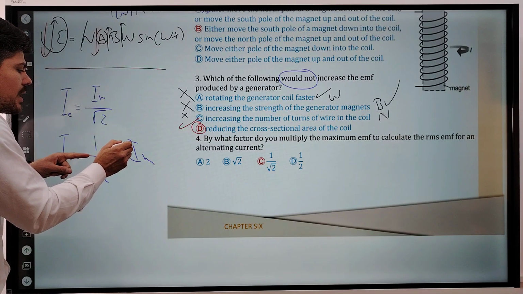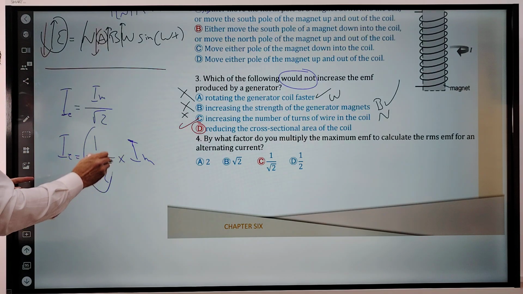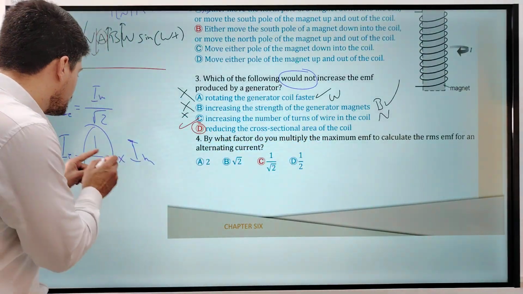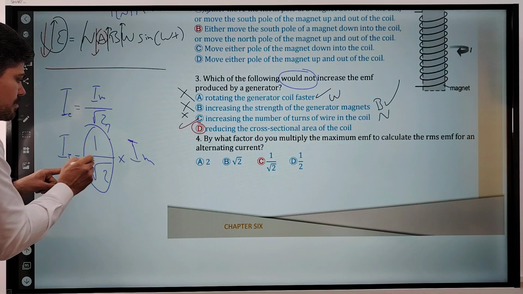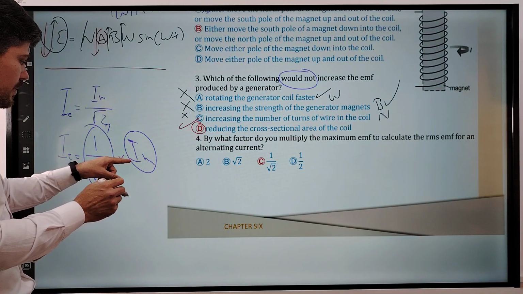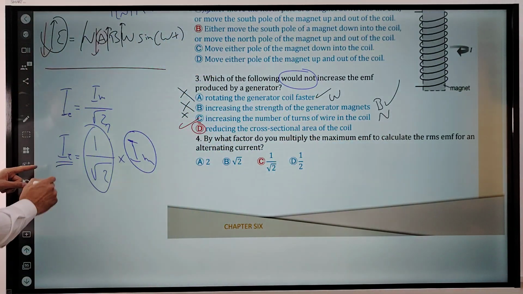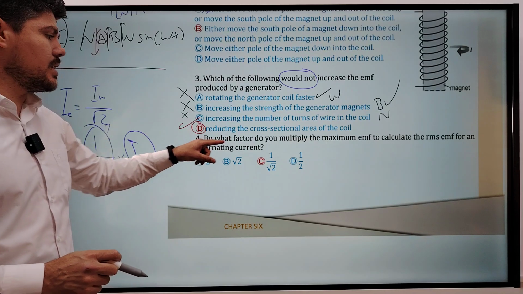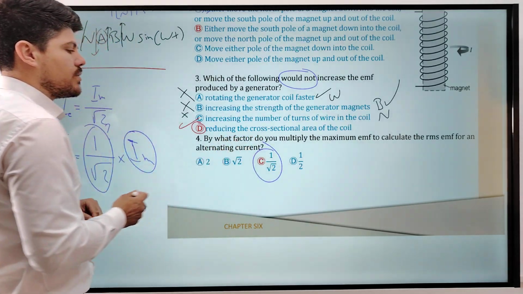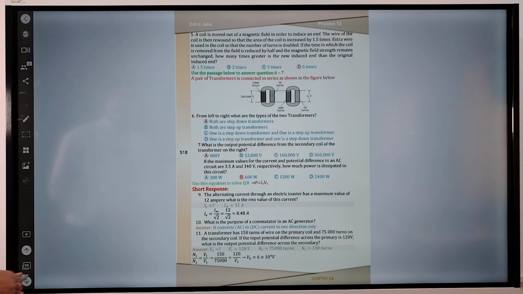So by multiplying I_m by 1 over radical 2, we get the effective value of the current. By what factor do you multiply the maximum current to calculate the RMS current, or alternating current? The correct answer is what? 1 over radical 2. This is question 4. Question 5.